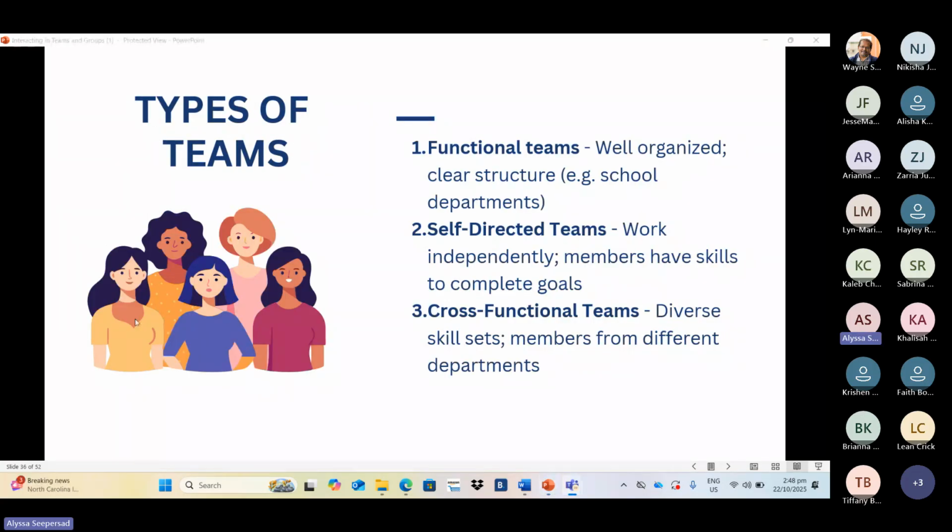Moving on to types of teams. So we have three types. Functional teams. These are well organized and have a clear structure. For example, our school departments. Then we have self-directed teams. They work independently and members have skills to complete goals. And number three, we have cross-functional teams. These have diverse skill sets, where members from different departments come together. For example, when Apple develops a new product, they might bring together designers, engineers, and even marketers, but the goal is to develop one product.